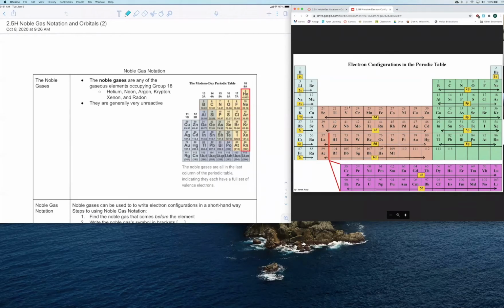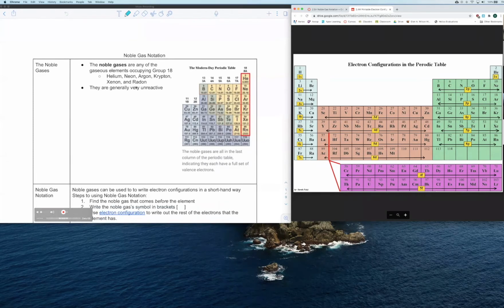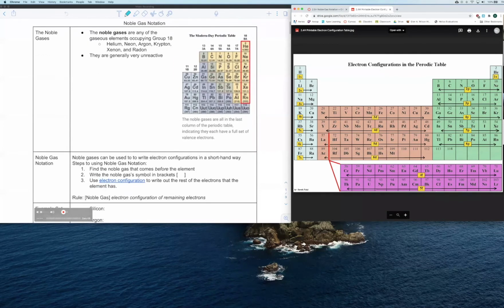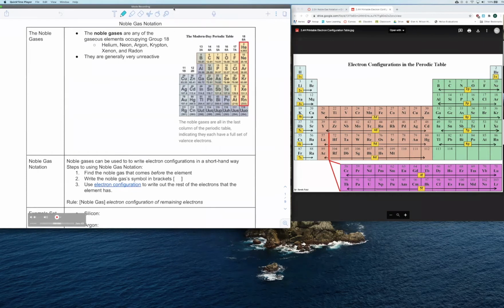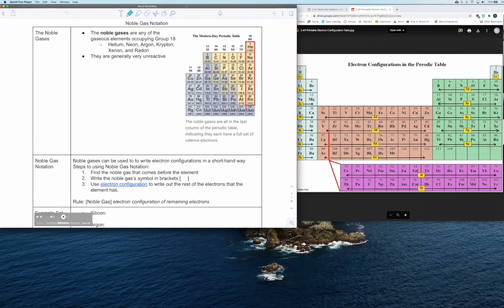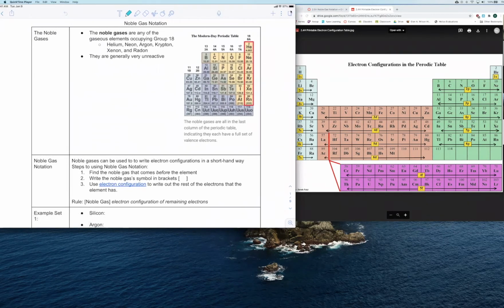Okay, so today we're going over noble gas notations. If you remember from a while ago, we went over the noble gases, and that's always going to be the most right-hand column of the periodic table, group number 18. The noble gases can basically be used to write an electron configuration in a shorthand form, so you don't have to write out the whole thing.